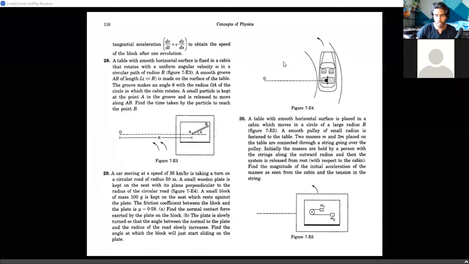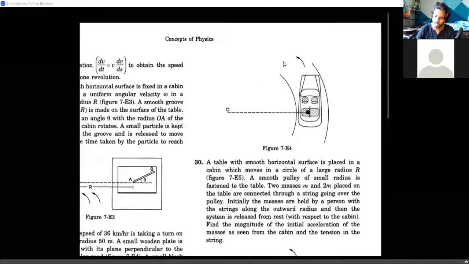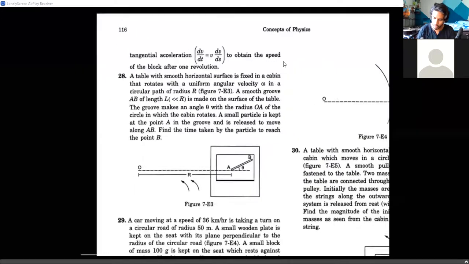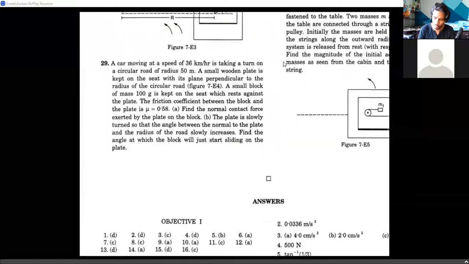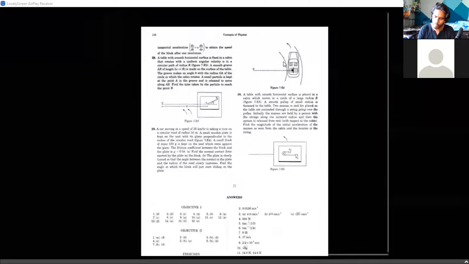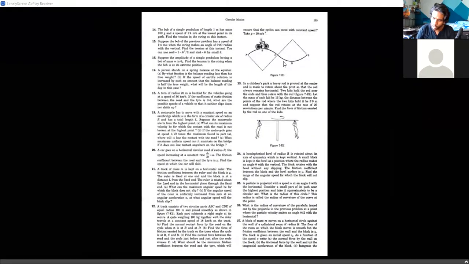Once you have that mv square by r, the problem is simply solved. Okay, so this is that problem. Problem number 28 is also easy. Problem number 29 is also a similar one. Look at this question.